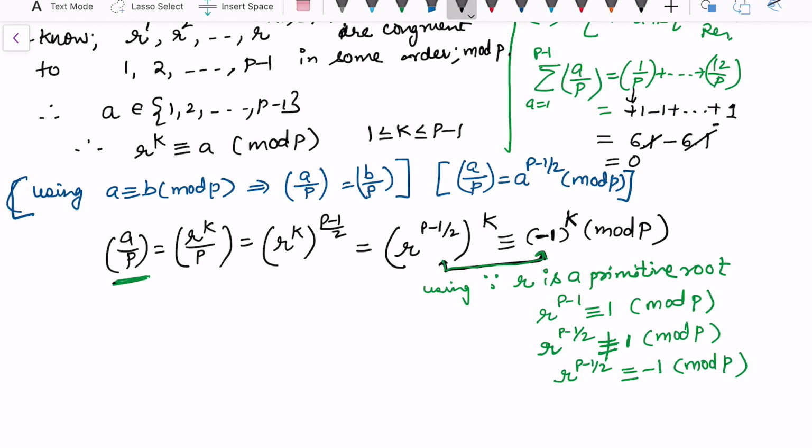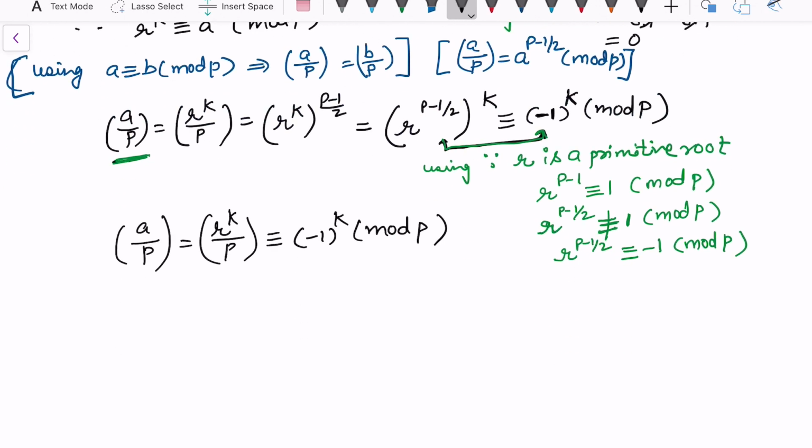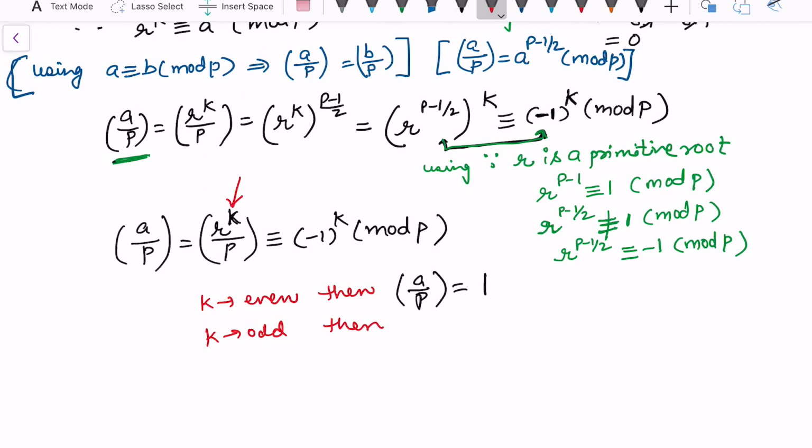And from here we can see that this (a by p) is actually equal to (r to the power k) by p, and this whole quantity is congruent to minus 1 to the power k modulo p. Okay, so we can note here, if r is a primitive root and there is a power k, if this k is even, then this Legendre symbol (a by p) is 1. If this k is odd, then this Legendre symbol (a by p) is equal to minus 1.